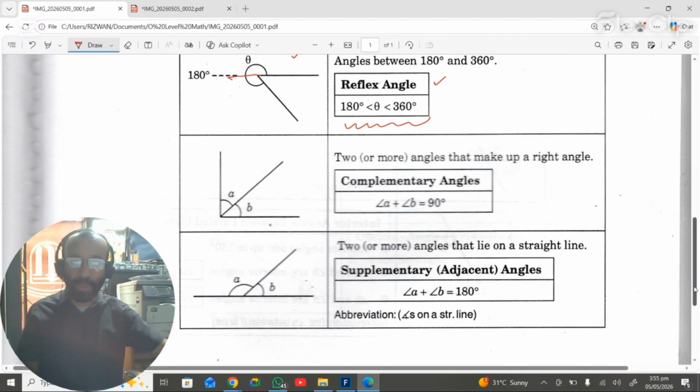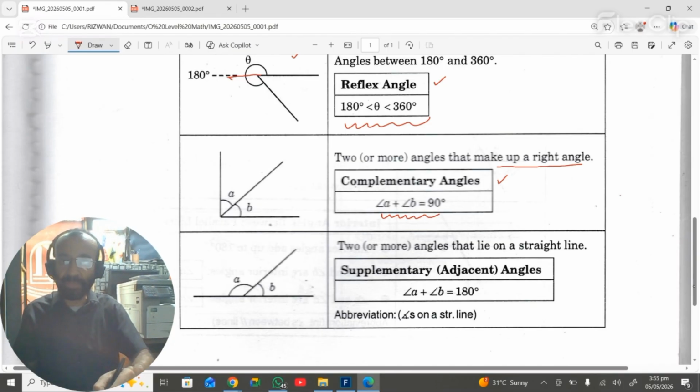Next type is complementary angles. So any two angles whose sum is equal to 90 degrees are called complementary angles. So two or more angles that make up a right angle are called complementary angles. For example, these two angles given in the figure are called complementary because A and B will make the sum 90 degree.